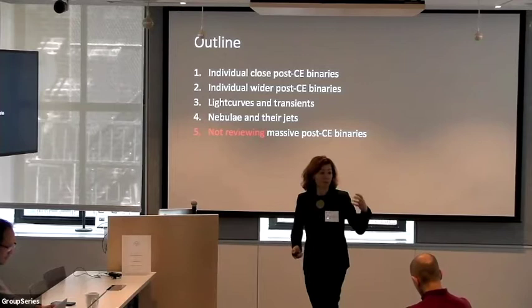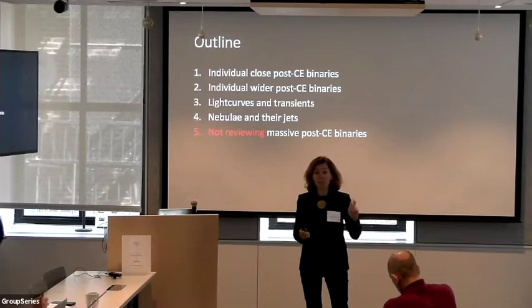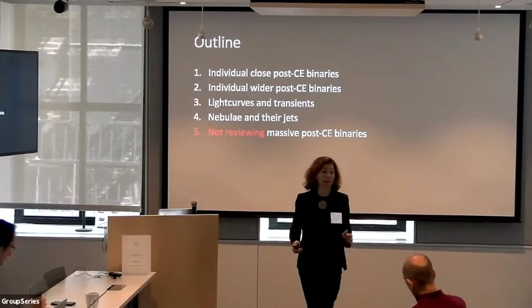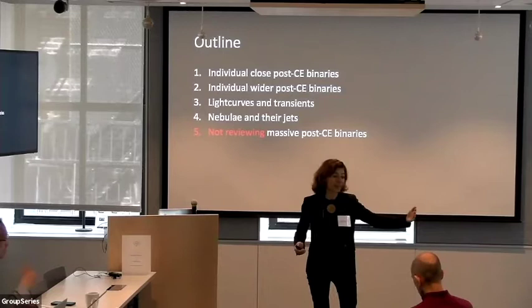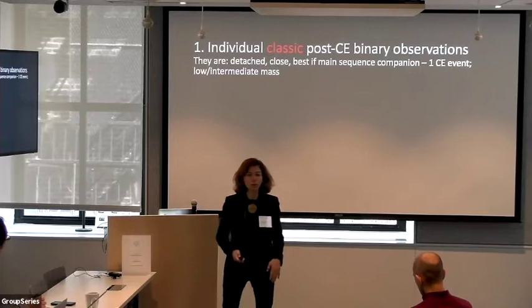I will talk about a very weird class of wider objects, which I call post-common envelope, and may probe the early onset of common envelope. I'll talk a little bit about light curves and transients. This is work that I think is going to come to fruition in the next 5 to 10 years. And I'll talk about the nebulae and jets that we do see that are common envelope that also can impose some constraints.